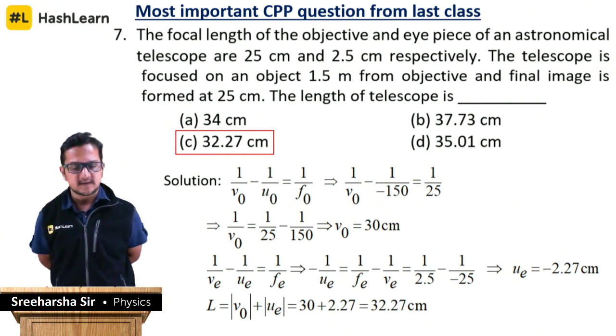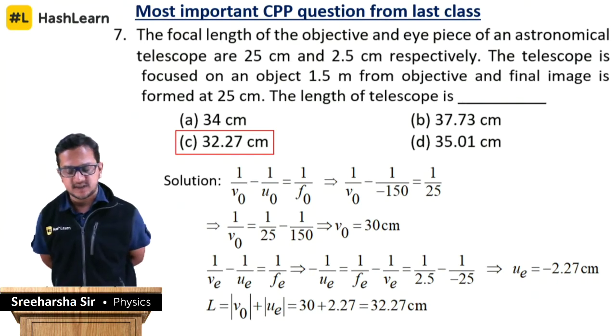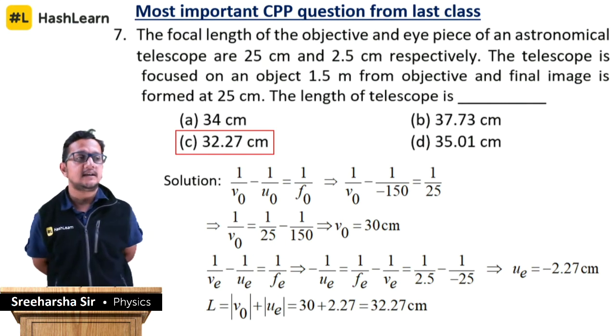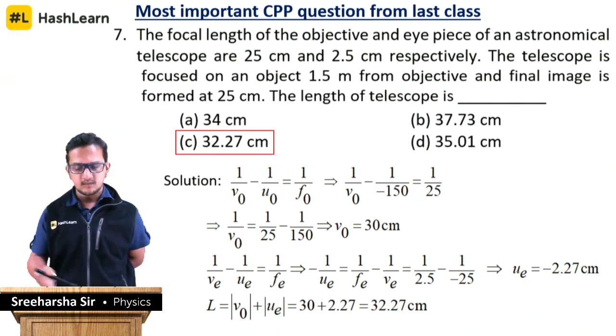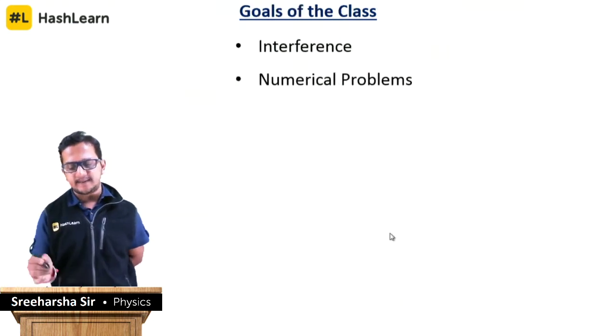The telescope is focused on an object 1.5 meters from the objective, and the final image is formed at 25 centimeters. We had to calculate the length of the telescope. So from the lens equation we found out the image distance.